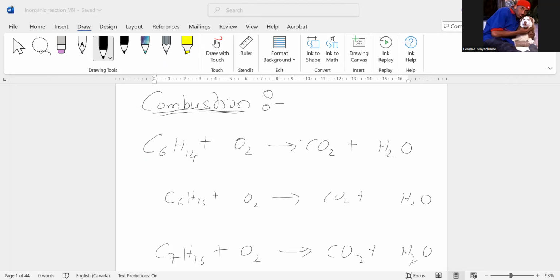Multiply the entire equation by 2, so it's 2C5H10 plus 15O2, that's correct, becomes 10CO2 plus 10H2O. Yeah, that's correct.